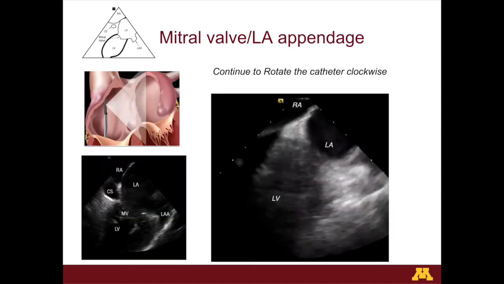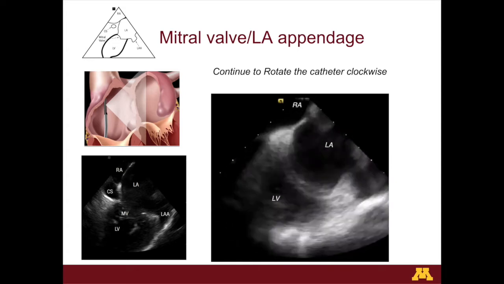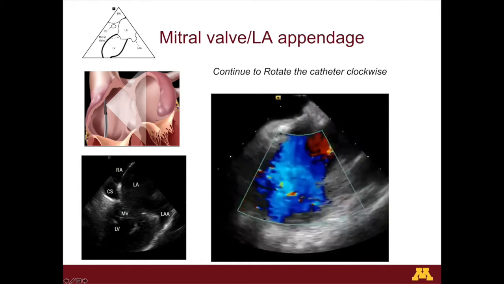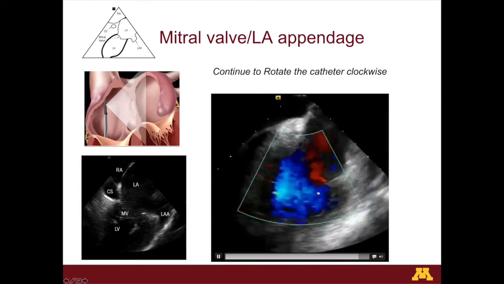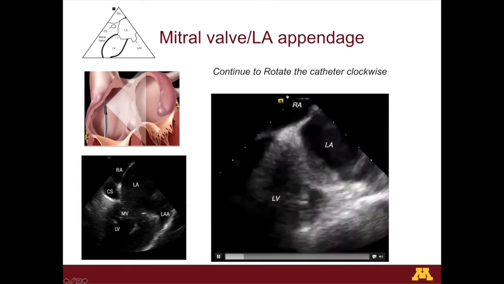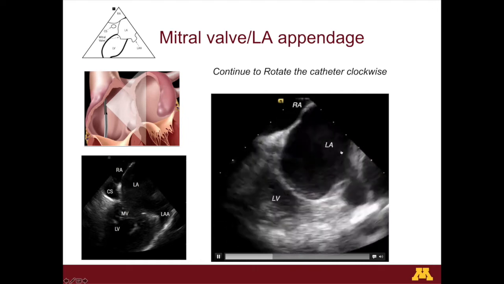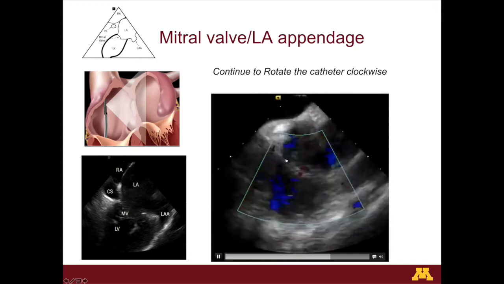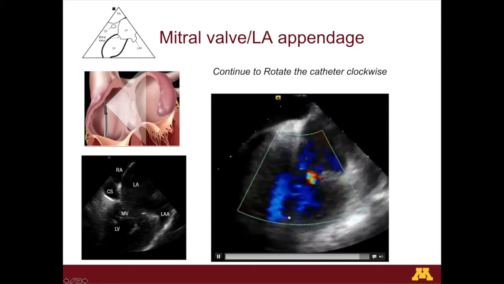If you keep continuing with the theme here, if you keep rotating it, the next structure that you will see is the intra-atrial septum, and from there you can see the mitral valve. So this is the intra-atrial septum, your catheter in the RA. Across the intra-atrial septum you see the left atrium. You can see the left atrial appendage here to the side, the mitral valve and the left ventricle.